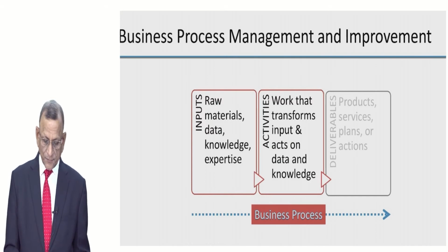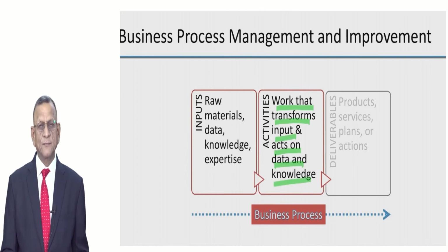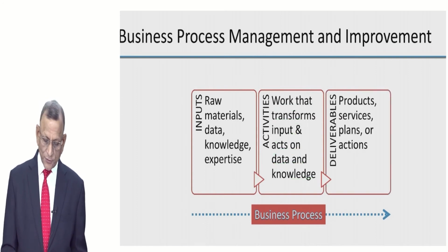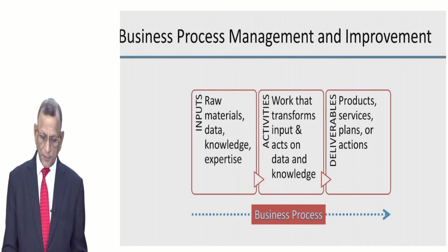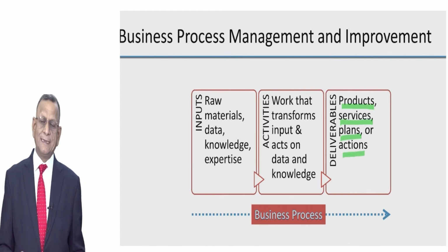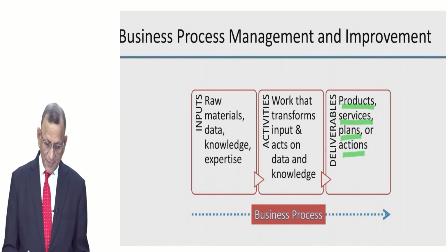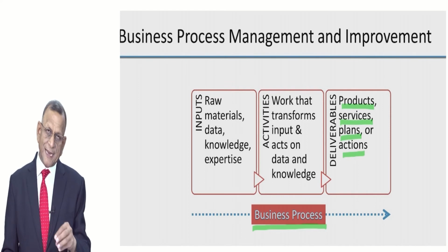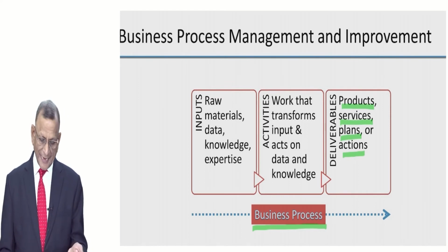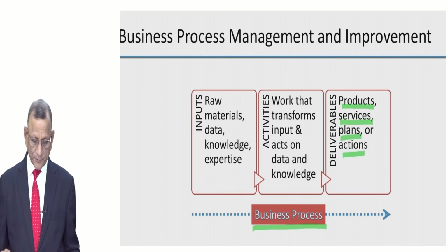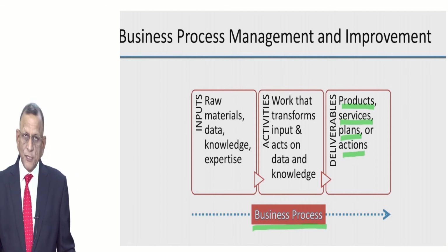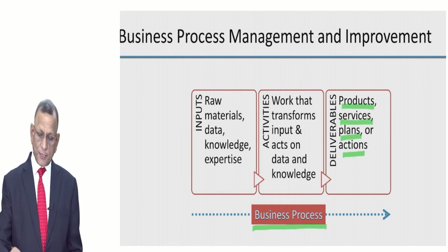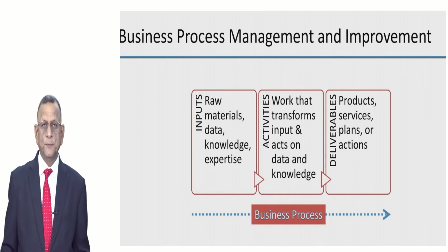Okay. Then we have activities. What are the activities? Work that transforms input and acts on the data and knowledge. This results into something known as the deliverable. What is this deliverable? Products, services, plans, or any action I did that. Okay. So this is something known as business process. We need some input in the form of raw material, data, knowledge, expertise. We need to do something like activities, work that transforms inputs and acts on data and knowledge, and it is in a position to deliver something to us, which is something known as output.